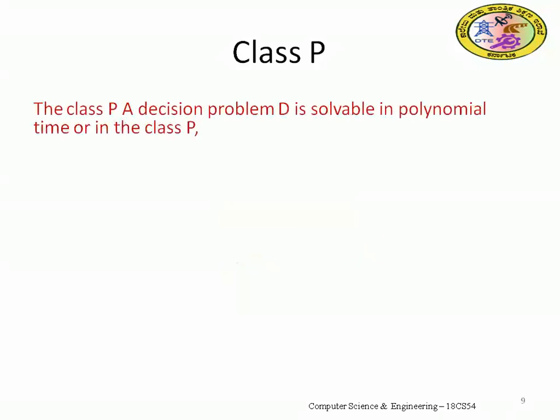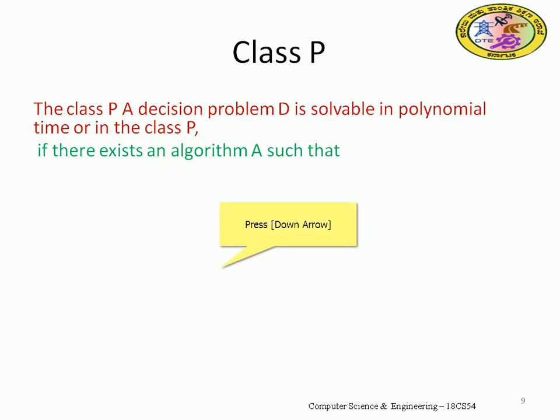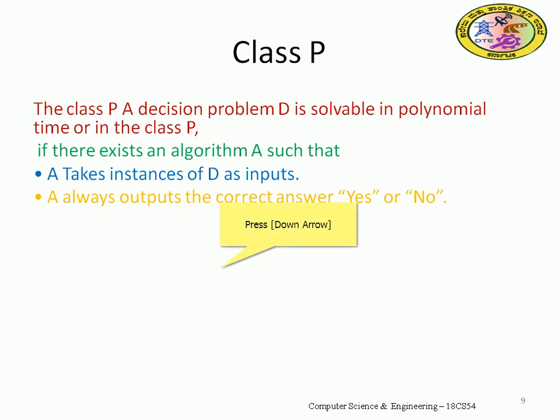Now, class P, that is, polynomial problems. A decision problem D is solvable in polynomial time, or is in the class P, if there exists an algorithm A such that A takes an instance of D as input and always outputs the correct answer, either yes or no. No in-between, no hanging, no infinite looping, no halting problems, right? It always outputs the correct answer.